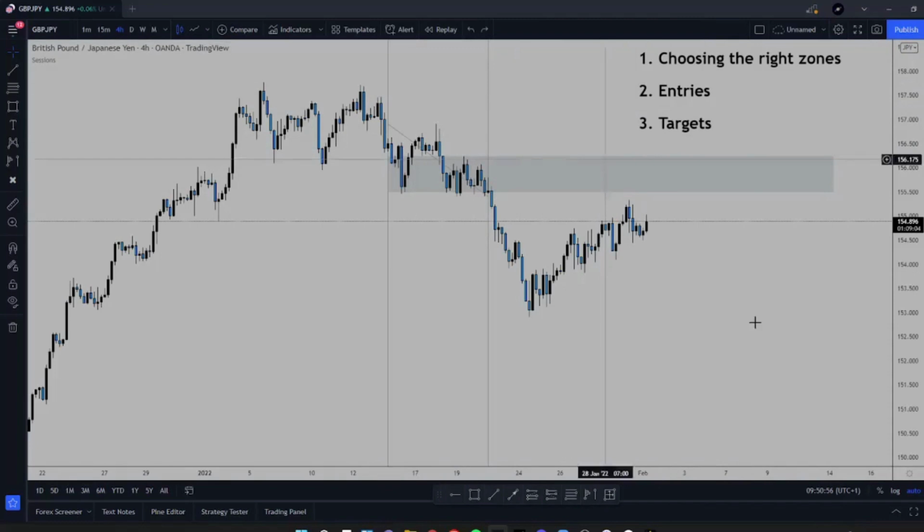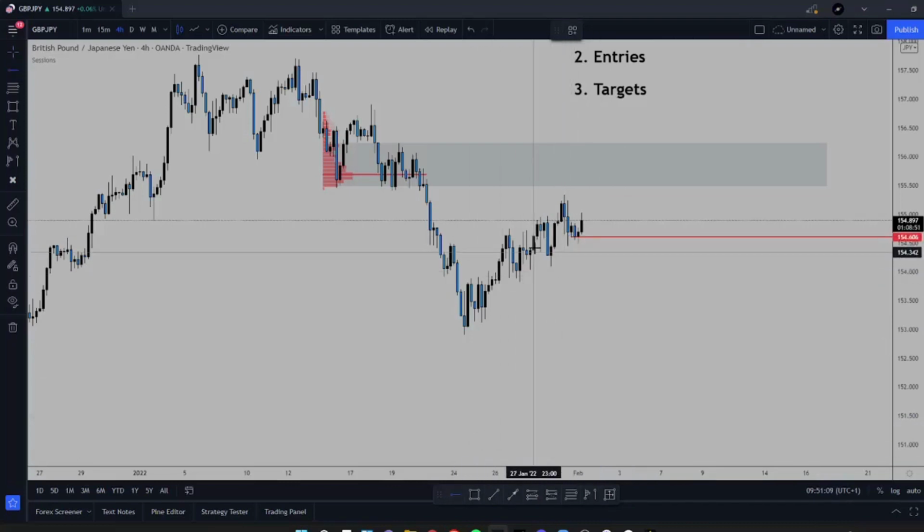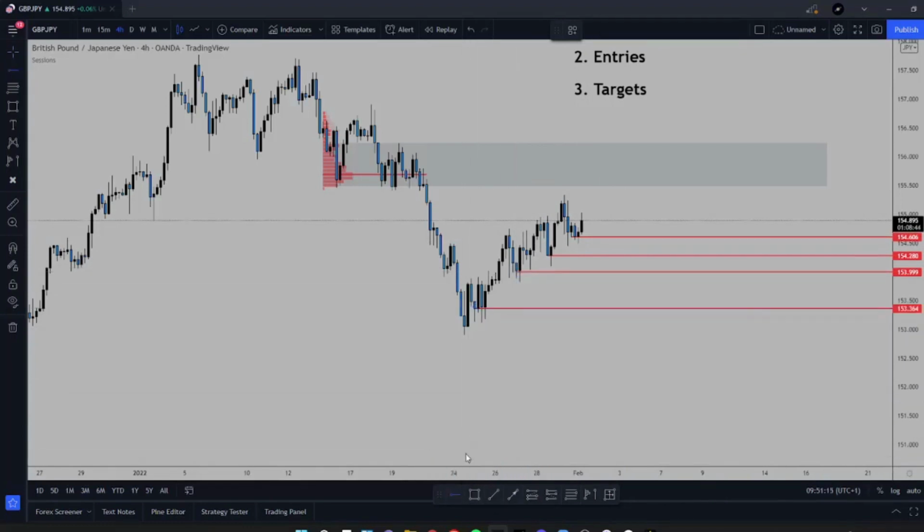Actually, let me just leave this. Okay, so let's say that we take an entry right here, from this supply zone. What are our targets going to be? Some people would say, okay, we have a low here, and a low here, and another one here, and another one here, and another one here. Perfect. Which one are you going to choose? There are literally 5 targets so far. What are you going to choose?